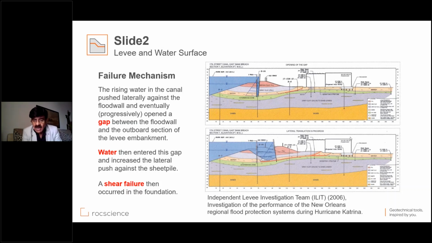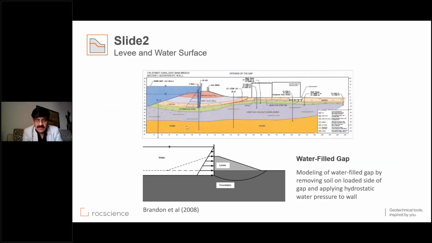So how are we going to simulate this condition in Slide2? What we will do is carry out the modeling of the water-filled gap. So we model the water-filled gap by removing the soil on the loaded side.